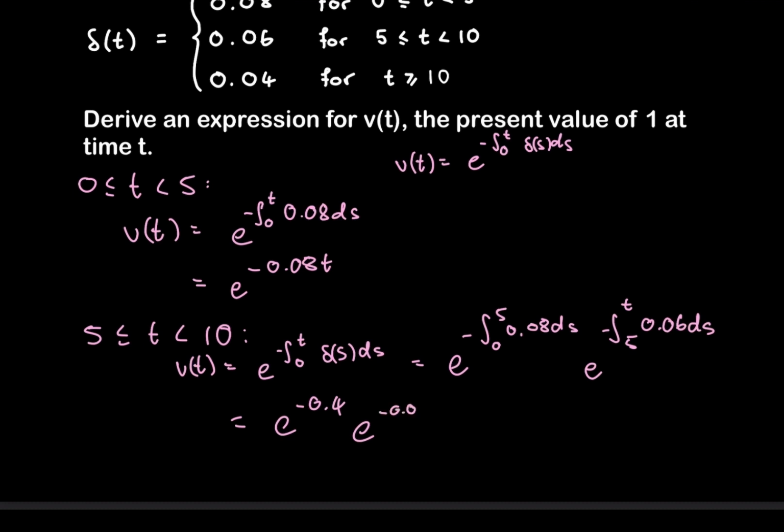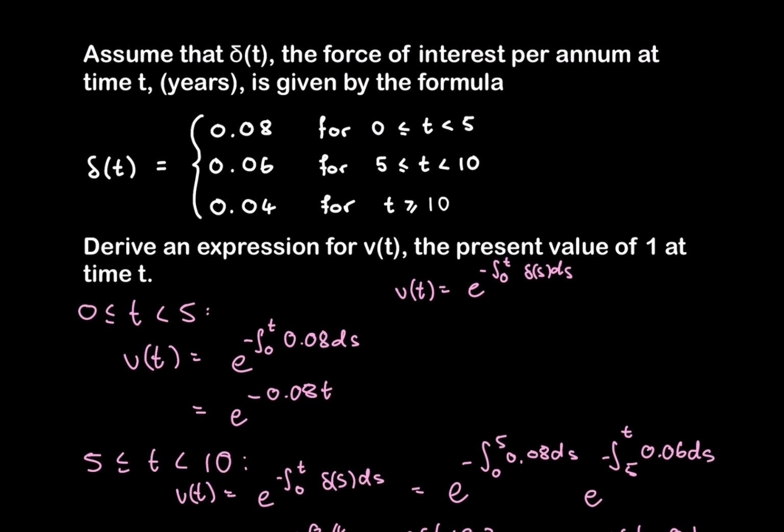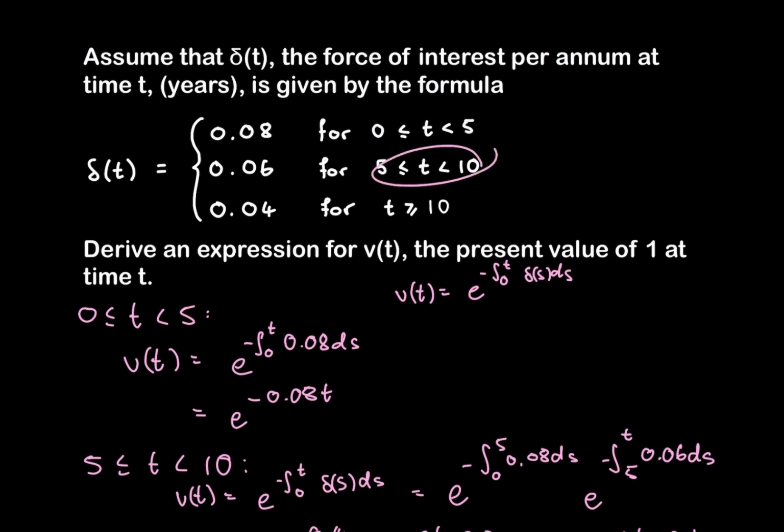And then if we solve that integral and that exponent, we get e to the negative 0.06t plus 0.3. Okay, and then we can add all of the exponents here, and we get e to the negative 0.06t minus 0.1. Okay, so we've dealt with the time intervals from 0 to 5 and 5 to 10.